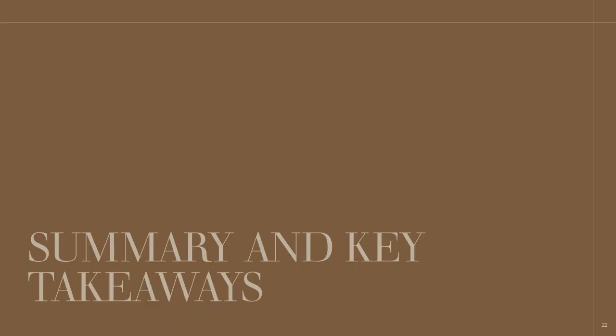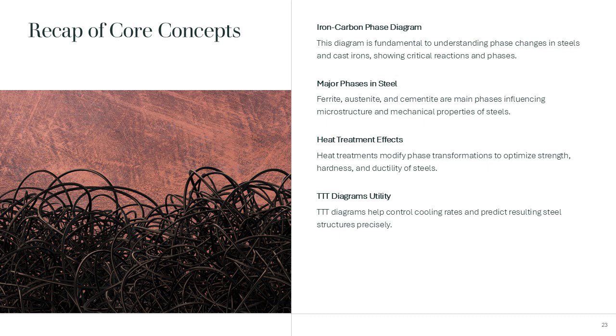Summary and key takeaways of core concepts. The iron-carbon phase diagram explains phase changes in steels and cast irons. Key phases: ferrite, austenite, cementite, affect properties. Heat treatments and TTT diagrams help control microstructure for specific applications. The iron-carbon phase diagram is essential for understanding phase transformations in steels and cast irons.